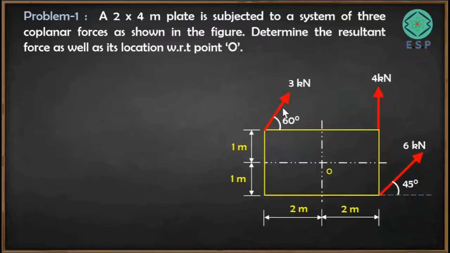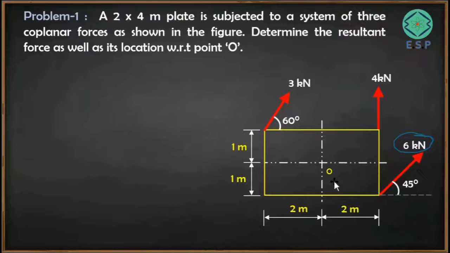So they have given us three forces. The one force is this, which is 3 kilonewton and which is acting at angle 60 degrees. The another force is this one, which is acting vertically upward and having value 4 kilonewton. Okay, and the third force is a force of 6 kilonewton, which is acting at angle 45 degree with the horizontal, we can say. So we have got three forces acting on this particular plate, which is having dimension 2 meter by 4 meter. Okay, now here we have to find the resultant force as well as its location with respect to point O.